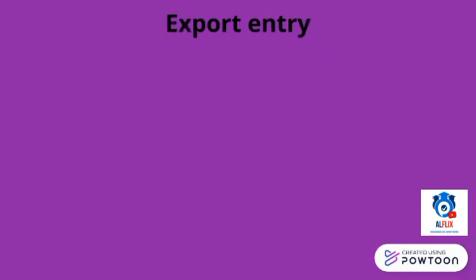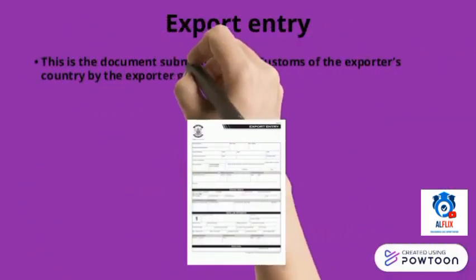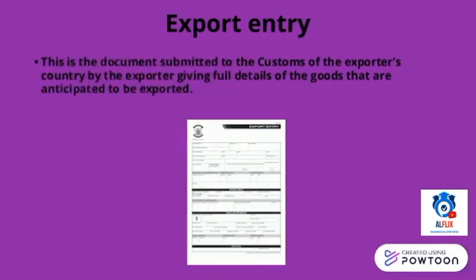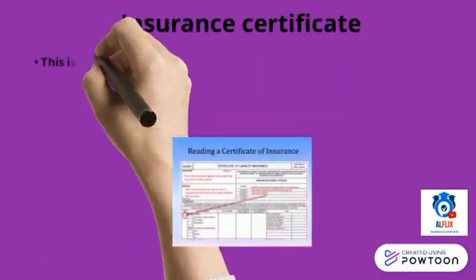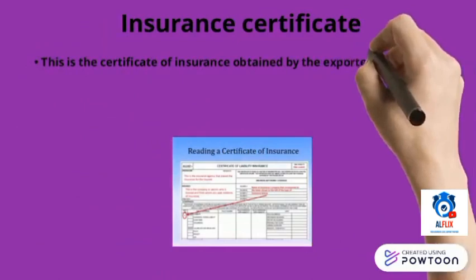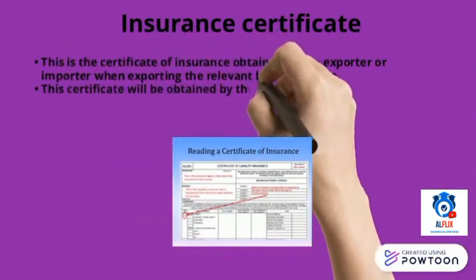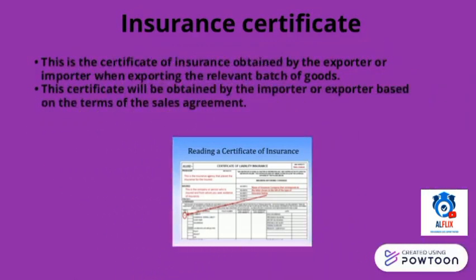Export entry. This is the document submitted to the customs of the exporter's country by the exporter, giving full details of the goods that are anticipated to be exported. Insurance certificate. This is the certificate of insurance obtained by the exporter or importer when exporting the relevant batch of goods. This certificate will be obtained by the importer or exporter based on the terms of the sales agreement.